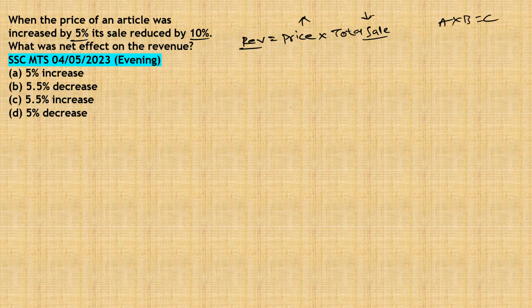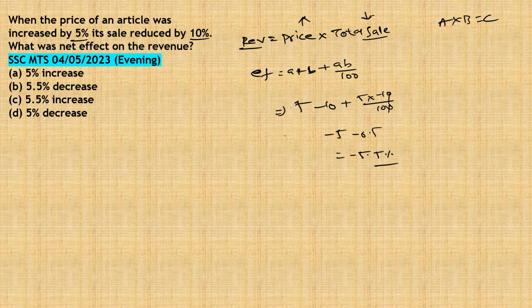Therefore, the change in the revenue is the effective change A plus B plus AB by 100. Price is increased by 5%, that is A is 5, and sale is reduced by 10%, that is minus 10, and the effective is 5 into minus 10 divided by 100, that is minus 50 by 100, the zeros get cancelled, that is minus 5 by 10, that is minus 0.5. You will get the value of minus 5.5, a decrease in the revenue. That is option number D.